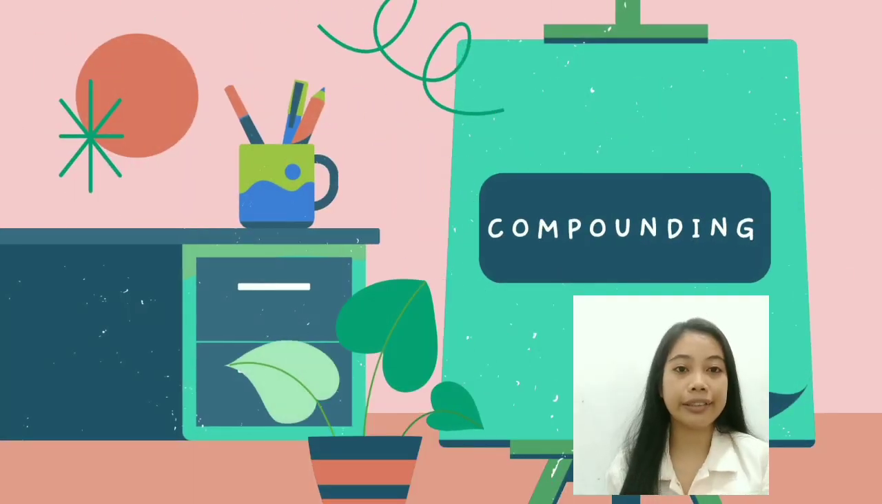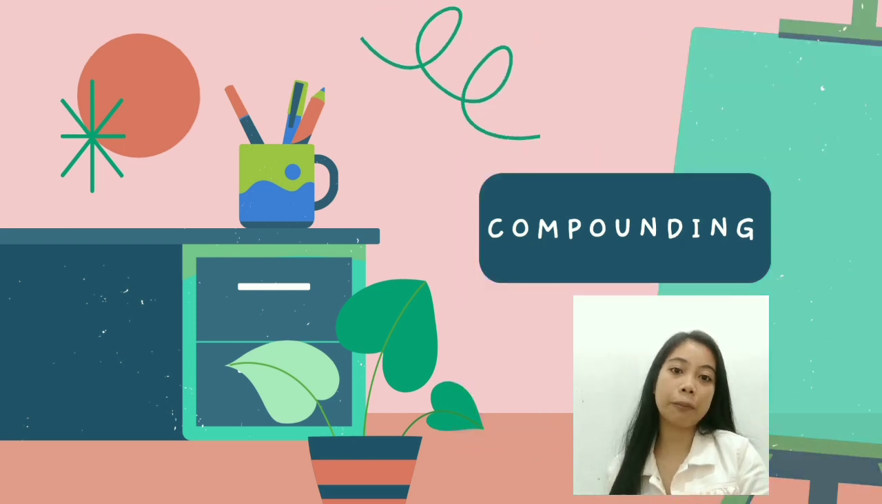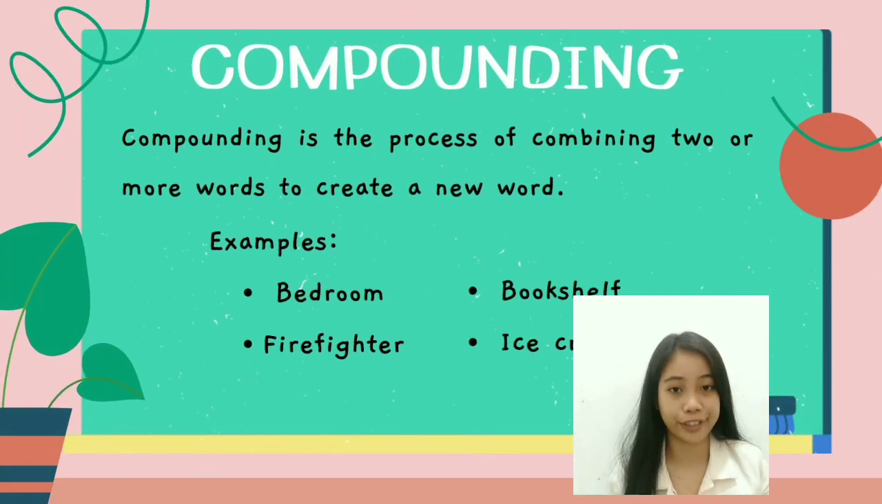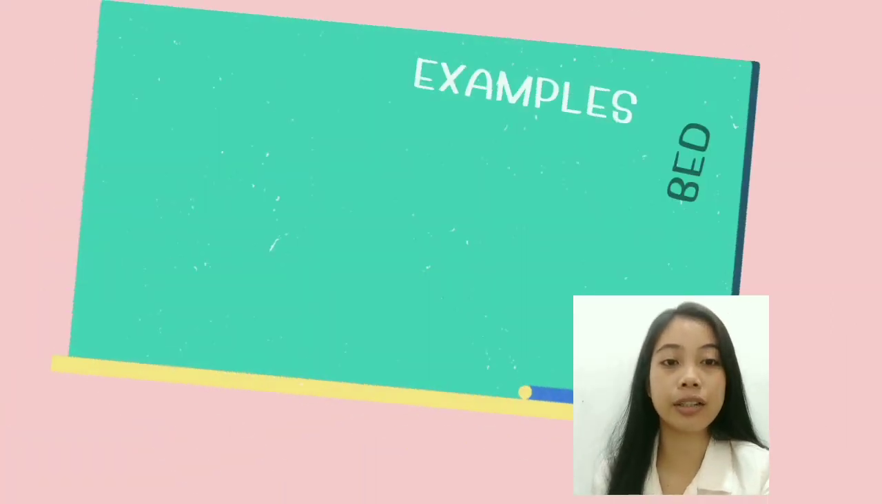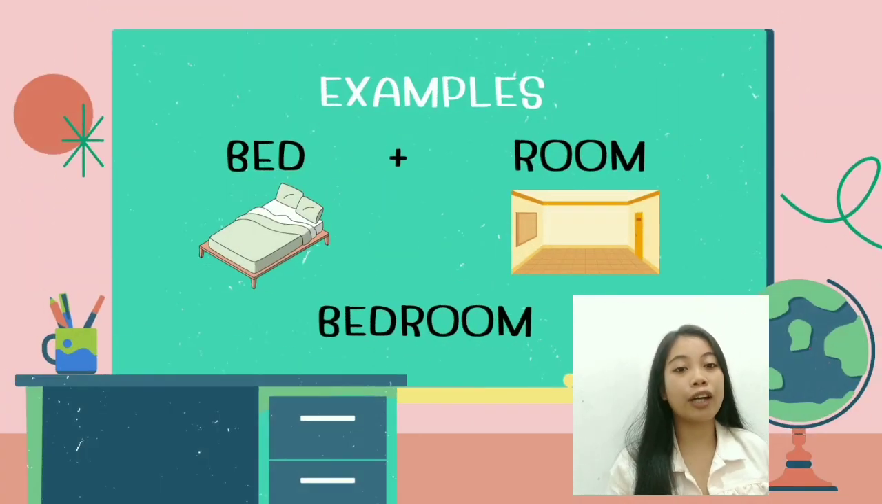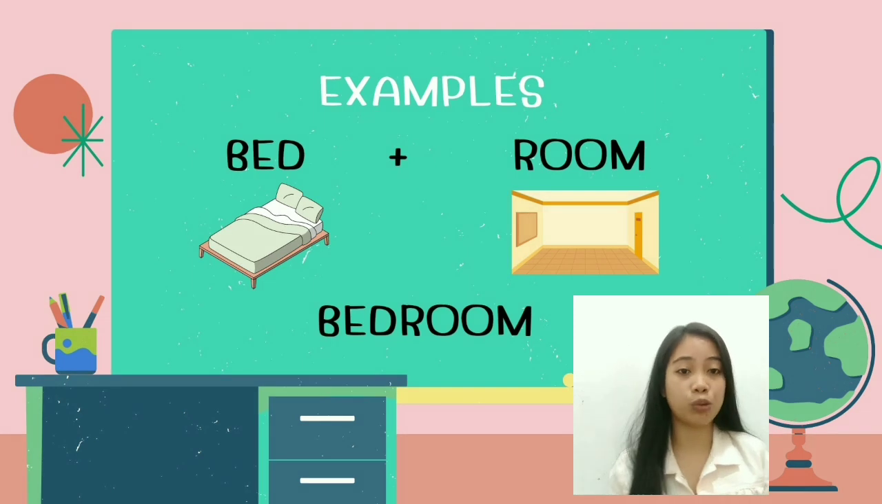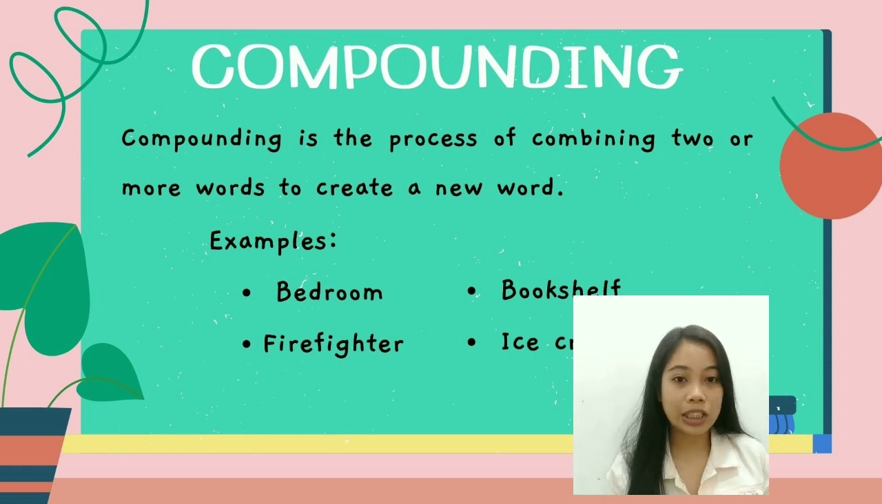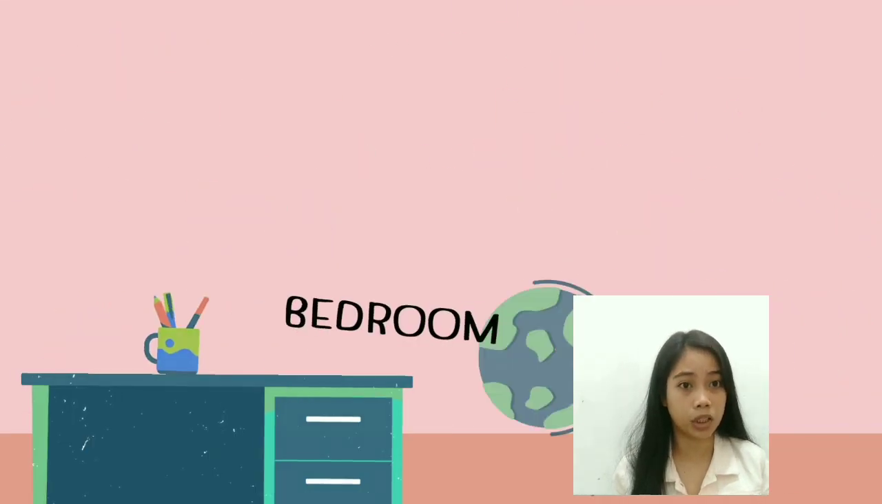The other one is compounding. Compounding is a process of combining two or more words to create a new word. For example, the word bedroom. It is a combination of bed and room. Other examples of compound words include firefighter, bookshelf, and ice cream. Compound words can be formed by combining nouns, verbs, adjectives, and other parts of speech.